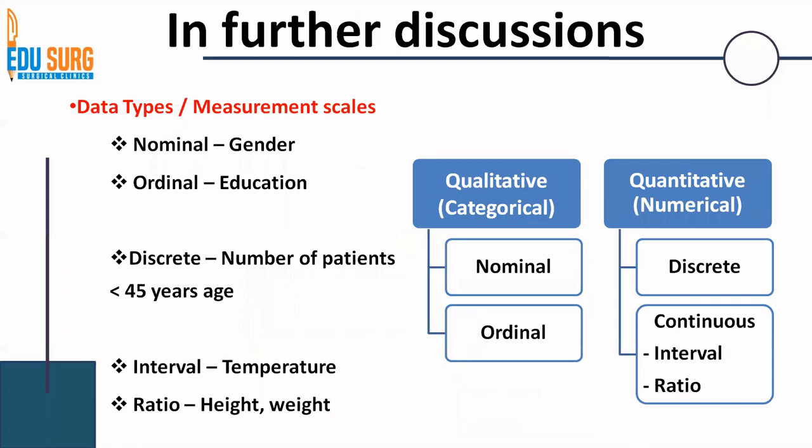So in further discussion, we are going to see this slide again, and we are going to see how to divide data based on measurement scales. And with these two sessions, your first chapter on medical statistics, which is usually the most confusing, will be very clear.